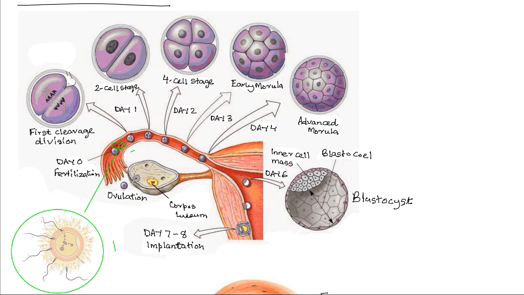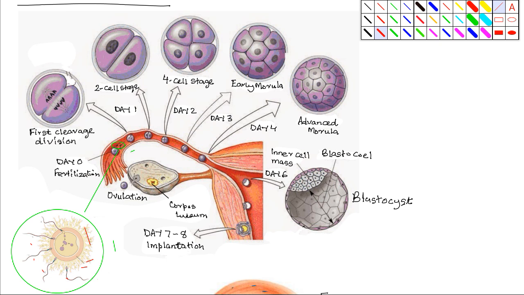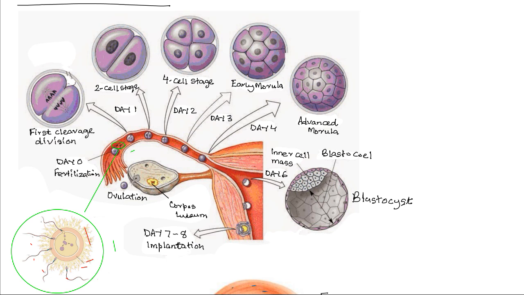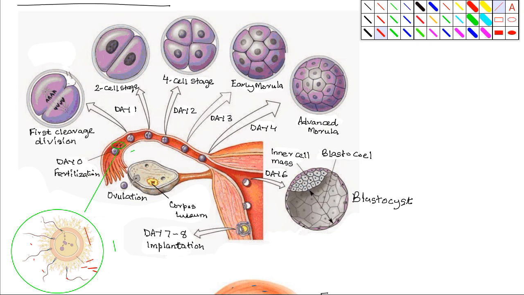So there are many sperms that approach the ovum. This is the ovum. There are many sperms that approach it, and they all rupture their acrosome to release the lytic enzymes. The enzymes digest and soften the corona radiata, the outer layer of follicle cells, and it also softens the other membranes that surround the ovum.